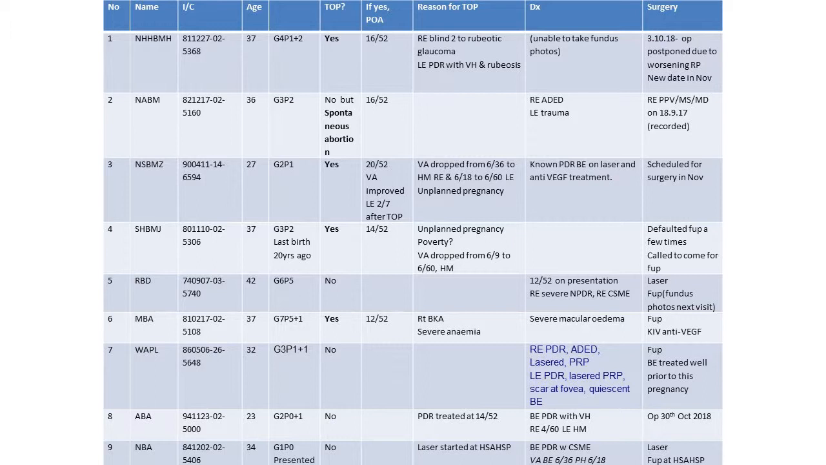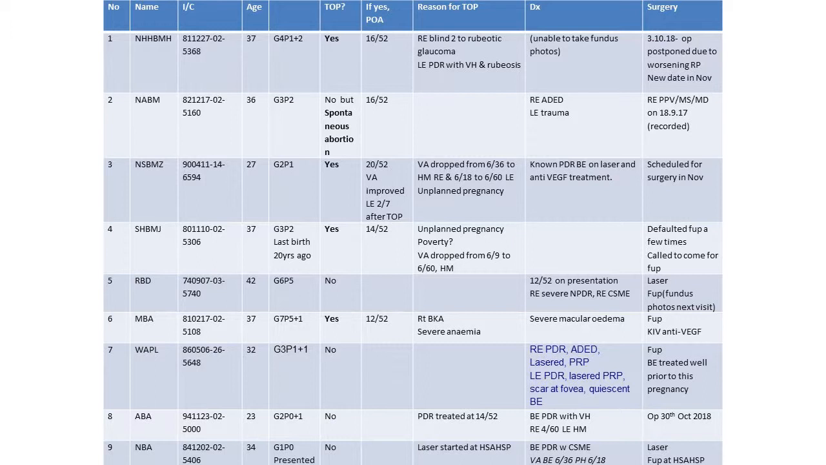6/36 means that a normal person can see an alphabet, say for instance the alphabet H, from 36 meters, but she could see the alphabet from 6 meters. In the other eye, she was seeing 6/18, and it dropped to 6/60. So here's a lady who's seeing hand movement in one eye, 6/60 in the other. She was 20 weeks pregnant, so she decided to go. We were giving her treatment prior to the pregnancy. She stopped the treatment when she was pregnant.